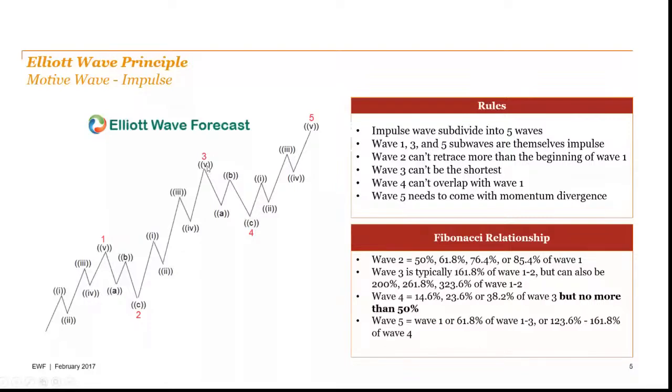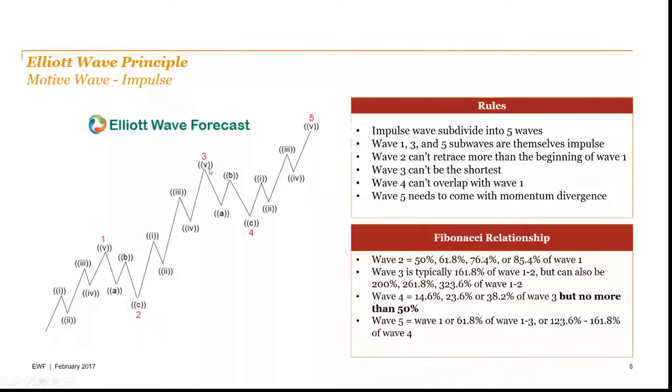Equal to wave 1 is one way. Another way, 61.8% of wave 1 to 3. And then yet another way is 123.6% to 161.8% of wave 4. This is what we call external retracement. So you measure this wave 4, which is this one, and then 161.8%. The simplest way to think about it is this way. You have this wave 4, and if it is retracing fully 100%, that will mean it goes back to the beginning of the wave 4, right? Fully retracing 100%.